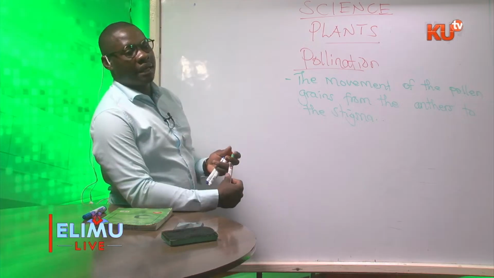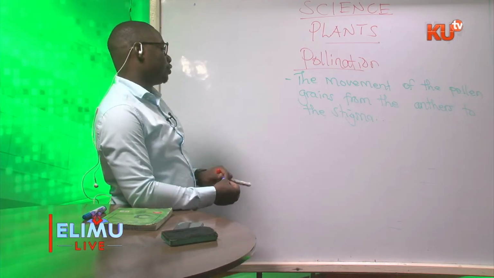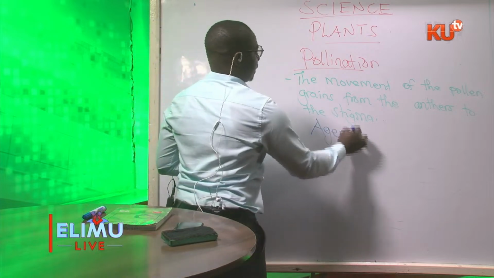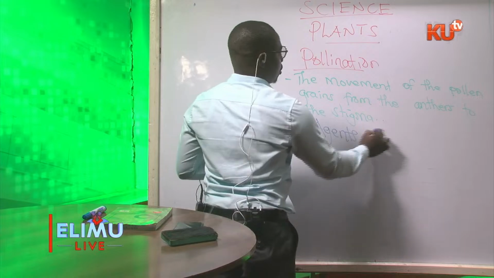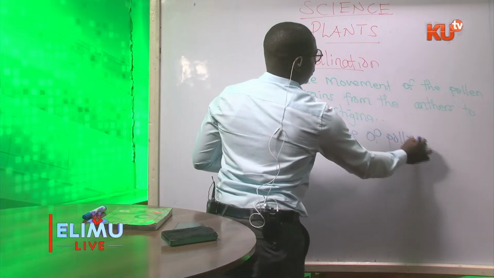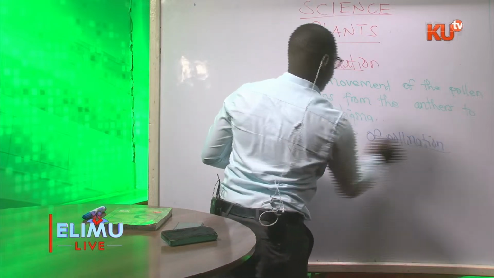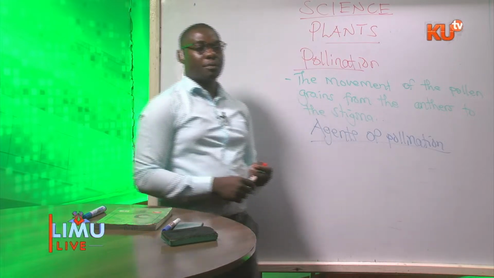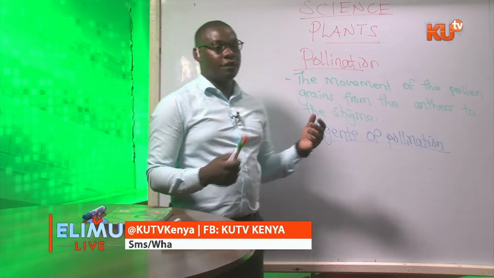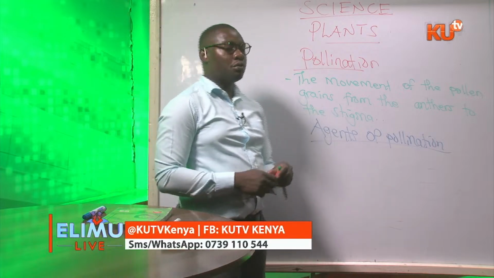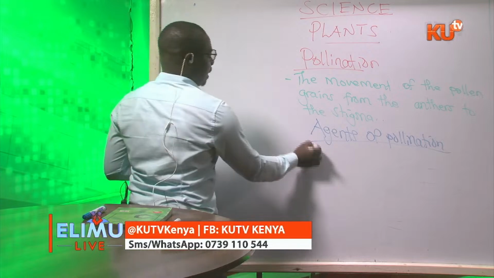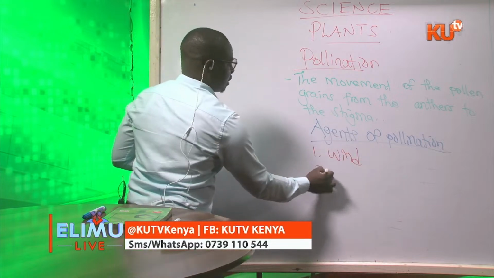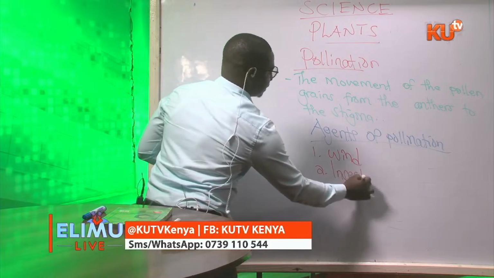There are things that make it possible for pollination to take place. We'll call them the agents of pollination. We have several, but we look at two mainly. So we'll have wind as an agent of pollination, and we will have insects.